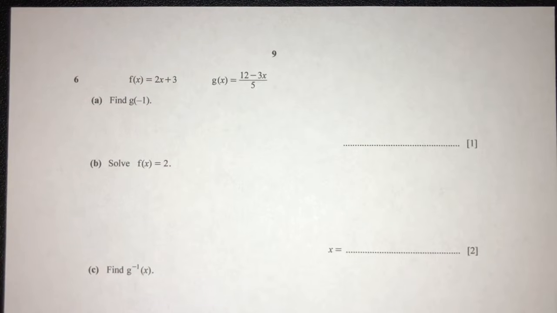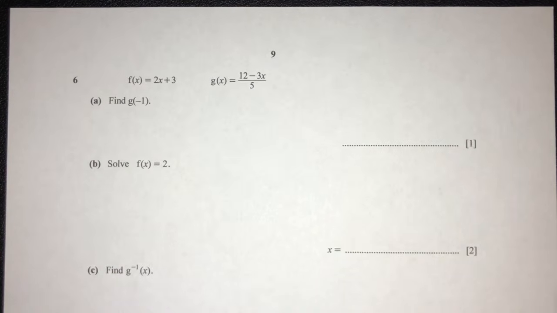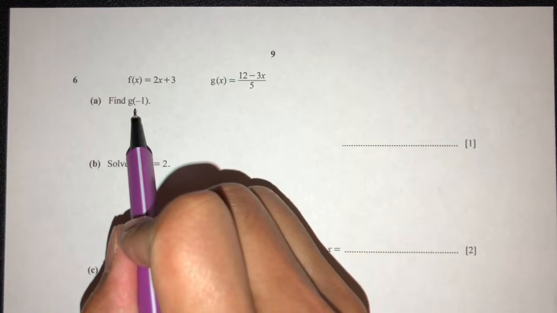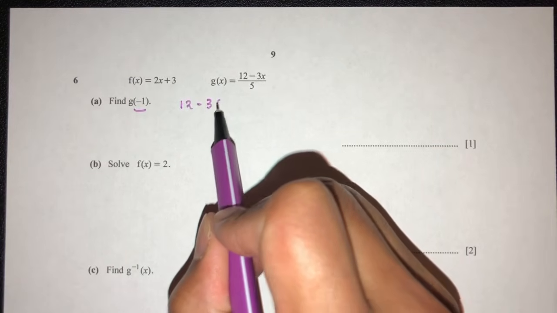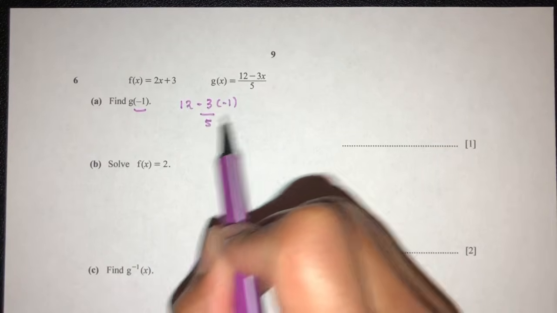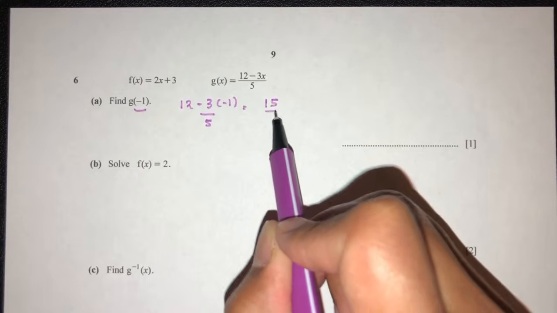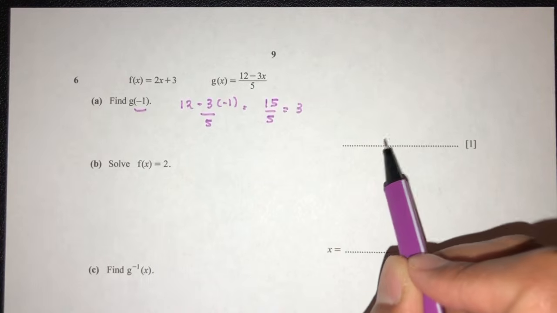Now let's move on to question number, sorry, that was 5. Let's move on to 6 now. So we have f of x. Let's find, we have g of x. Find this one, pretty easy. Replace this by minus 1. 12 minus 3 times minus 1 over 5. That will be 15 over 5, and that should be the value of 3.